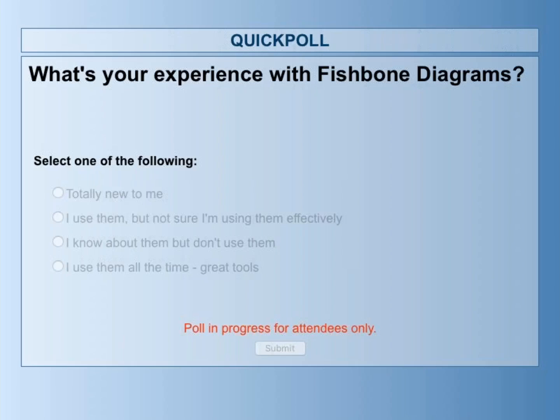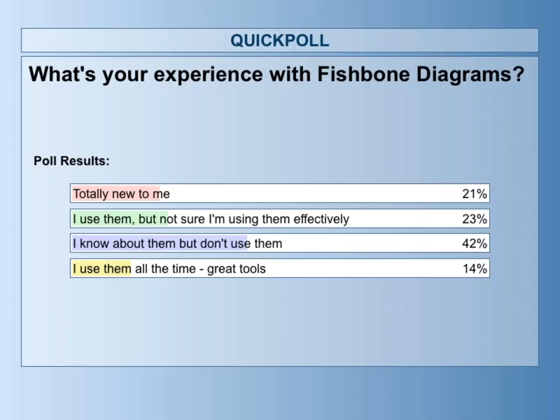Okay. Well, it looks like we're getting to a critical point with this poll. I'm going to close it and share it. What do you see, Tracy? Okay, so our number one poll selection was, I know about them, but don't use them. 42% of people said that. The next is, I use them, but not sure I'm using them effectively. 23%. 21% say totally new to me, and 14% say I use them all the time. It's a great tool. Well, in terms of the 80-20 rule, 80% of our participants today are looking for some help with this because either it's new, they're not sure they're using it effectively, or they know about them but they don't use them. Yeah.